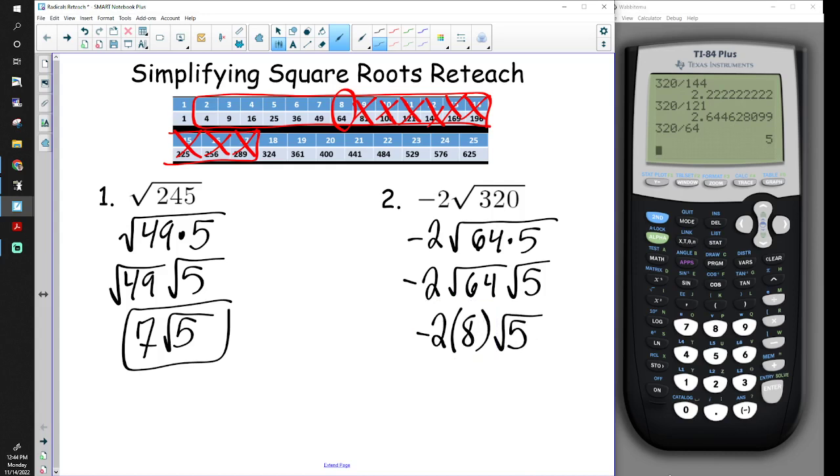Now, all of these were being multiplied together, and they're still all being multiplied together. Now, I'm allowed to multiply negative 2 and 8 together. They're just normal numbers. Negative 2 times 8 gives me negative 16. And the square root of 5, again, I can't simplify that. My smallest perfect square is 4, and you can't divide 5 by 4, so it just gets attached to the end and is chilling. Negative 16 square root of 5, that is a perfect answer.